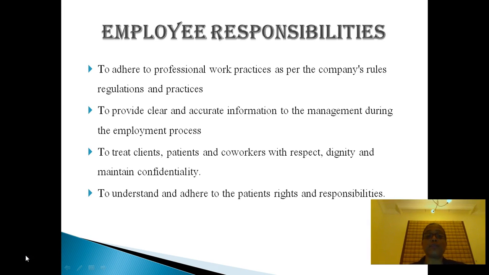You need to adhere to professional work practice as per the company's rules, regulations, and practices. We need to provide clear and accurate information to the management during the employment process. We need to treat clients, patients, and co-workers with respect, dignity, and maintain confidentiality. We need to maintain and adhere to the patient's rights and responsibilities.